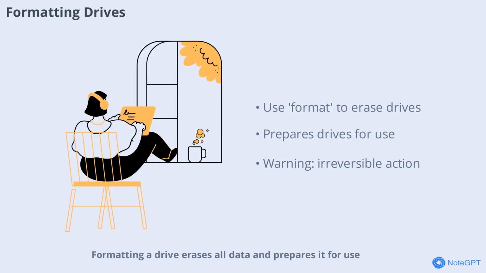Formatting a drive erases all data and prepares it for use. The format command lets you do this from command prompt. For example, format D: will format the D drive. Be very careful, this action cannot be undone. Formatting is useful for preparing new drives or wiping old ones before disposal.